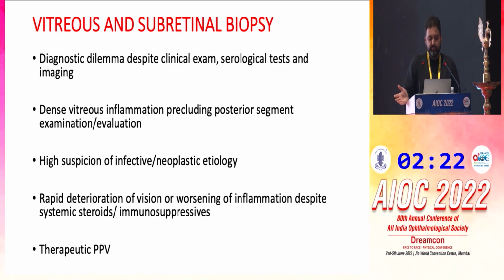Yeah, so coming to vitreous and subretinal biopsy, generally you would want to do them when there's a diagnostic dilemma. Despite your clinical exam, you've run a lot of tests, you've done a lot of imaging, but you still don't have an answer. Or you might think you have an answer and you treat accordingly, but the response is not accurate. Or it's just something that you saw and you've never seen or read anything like that ever before, so it's atypical. Or a patient already has a systemic diagnosis or an ocular diagnosis elsewhere, but the presentation is the complete opposite.